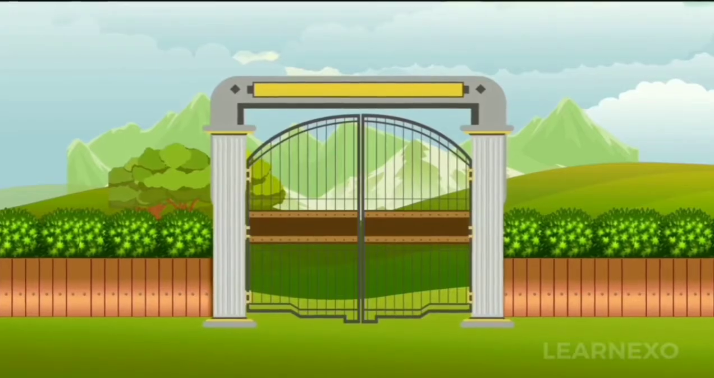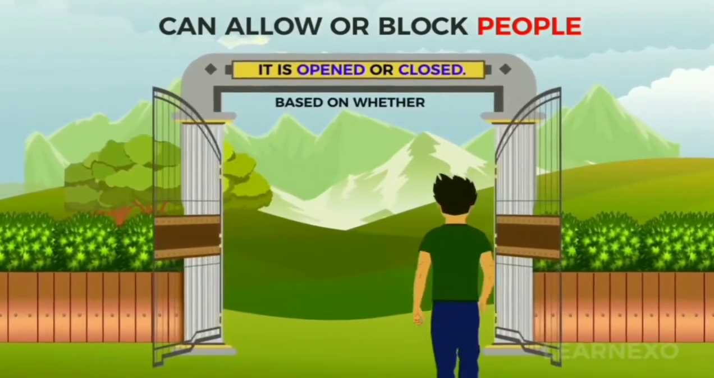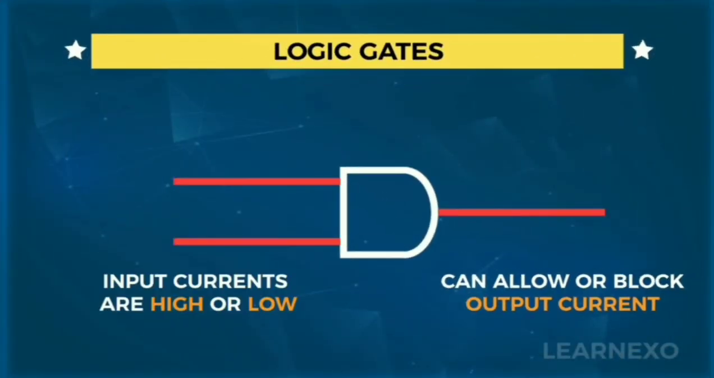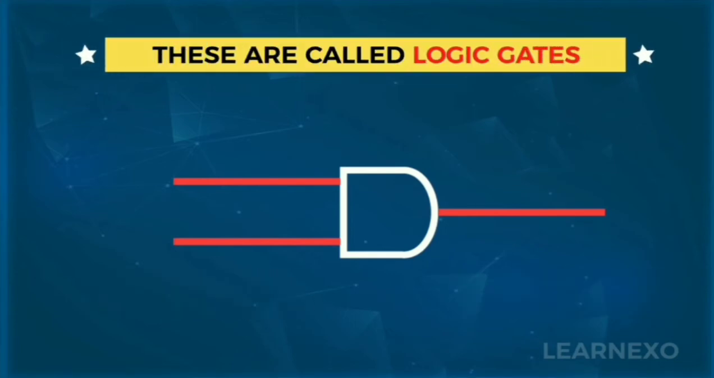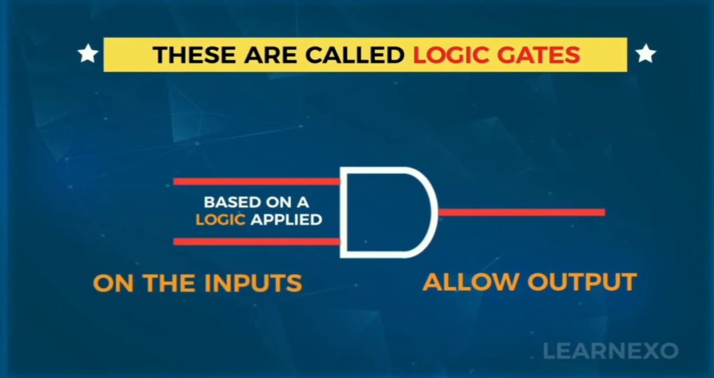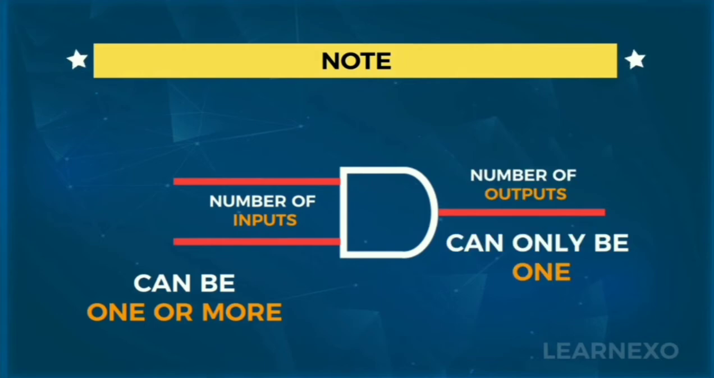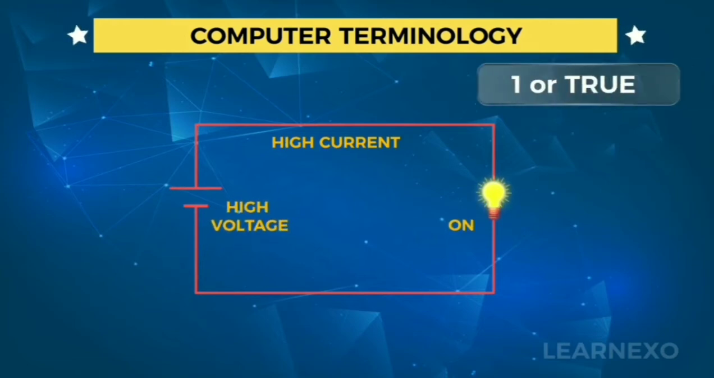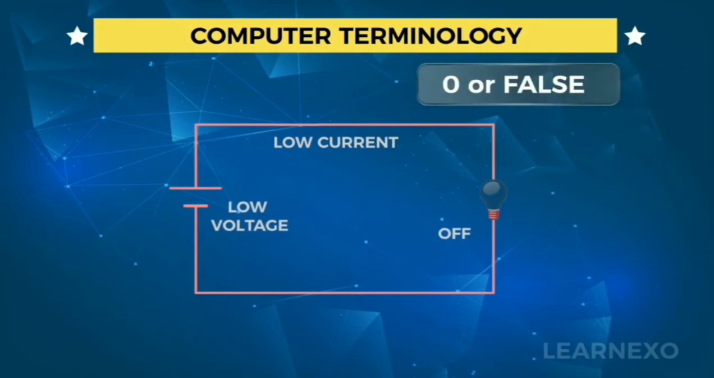But what is a logic gate? Before a logic gate, let's see what a simple gate is. A gate can allow or block people based on whether it is open or closed. In the same way, a logic gate can allow or block output current based on whether input currents are high or low. And these are called logic gates because they allow output based on a logic applied on the inputs. Note that the number of inputs can be 1 or more, but the number of outputs can only be 1. In computer terminology, high current or high voltage, which is on, is called 1 or true, and low current or low voltage, which is off, is called 0 or false.